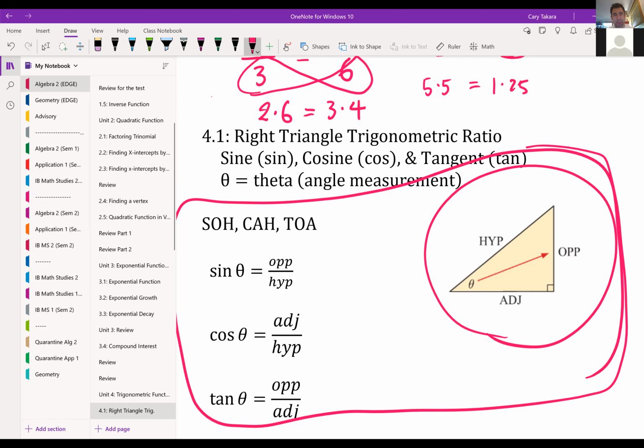First of all, SOHCAHTOA is just a way for you to remember what the sine, cosine, and tangent functions are. SOH, coming from the beginning of each letter in SOHCAHTOA: sine of theta equals opposite over hypotenuse.